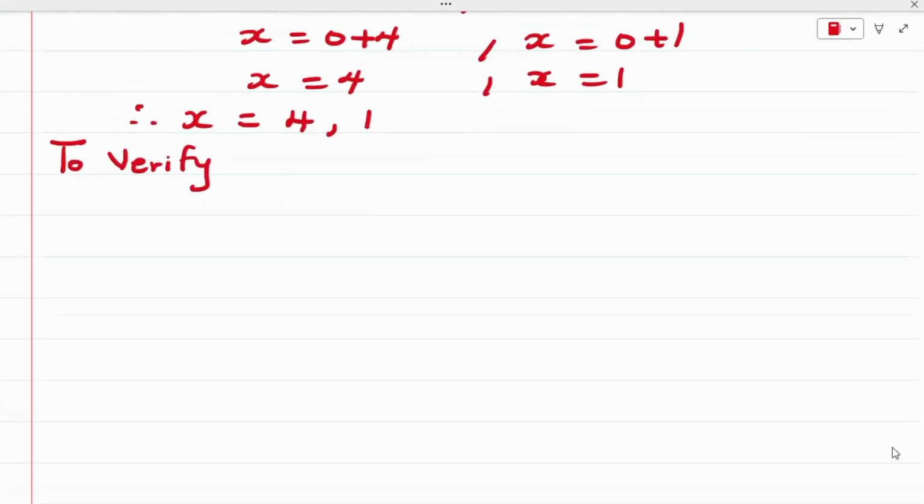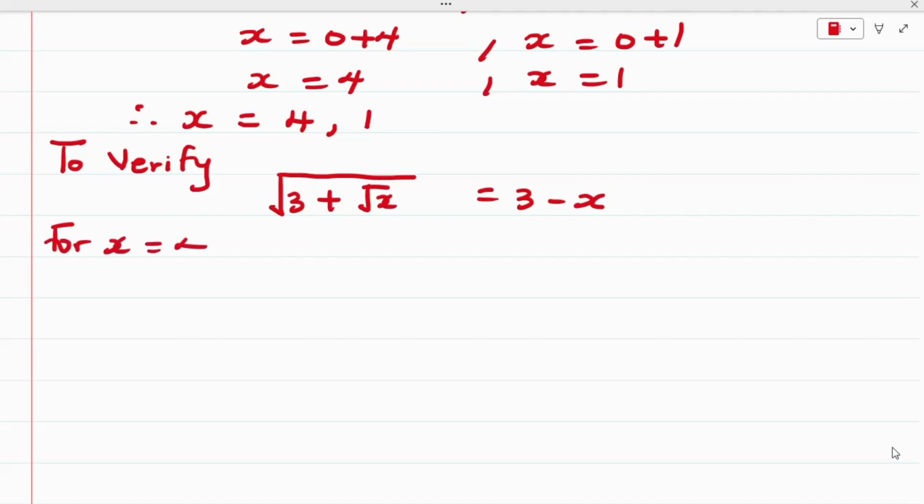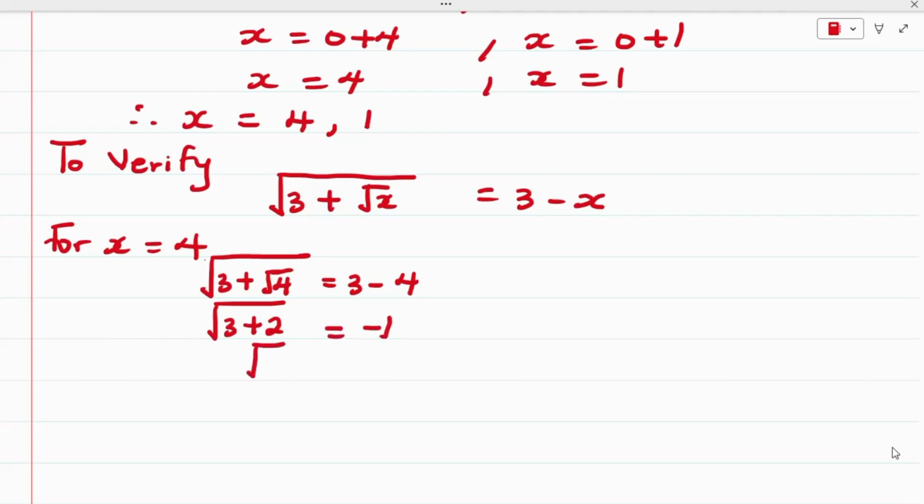So we have the equation to be given as the square root of 3 plus the root of x, and this is equals to 3 minus x. So we are going to say for x equals to 4, we have this to be the square root of 3 plus the root of 4, and this is equals to 3 minus 4. So we have the square root of 3 plus the square root of 4 is 2, which is equals to 3 minus 4 is minus 1. We have the square root of 3 plus 2 is 5, which is equals to negative 1. So this is not equal to this. So therefore, we have that x equals to 4 is invalid.